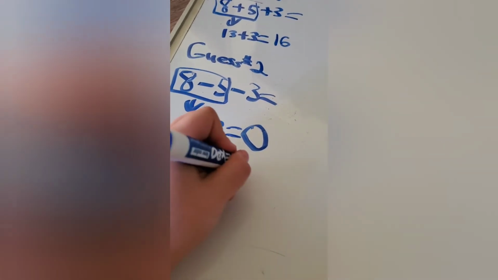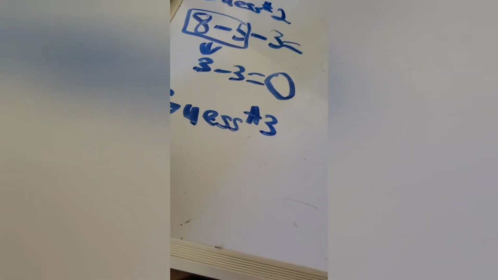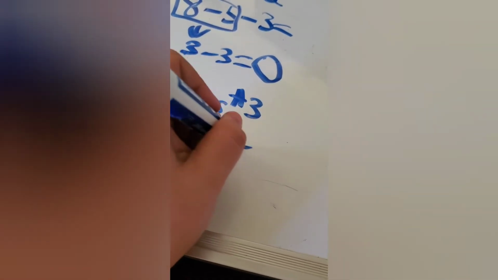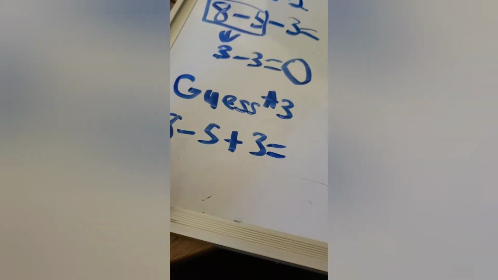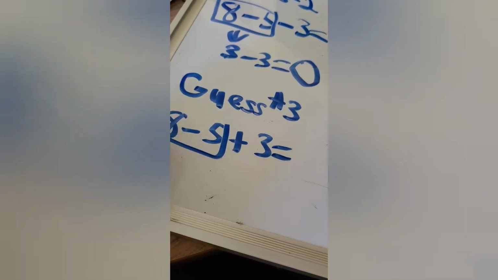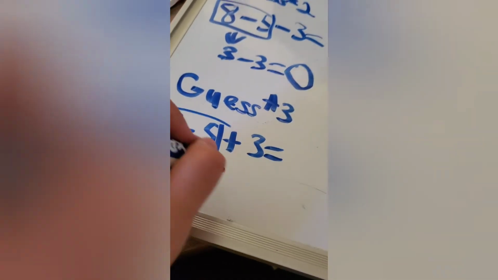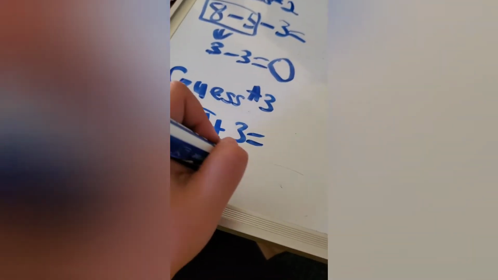a subtraction sign and an addition sign for guess 3. Let's see. I'm going to do a subtraction sign first, and then an addition sign for the next part. Okay, so we know that 8 take away 5 is 3, but 3 plus 3, I still didn't get it. 3 plus 3 is 6, not 10.